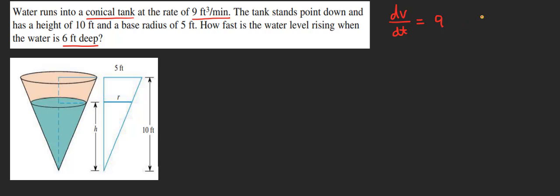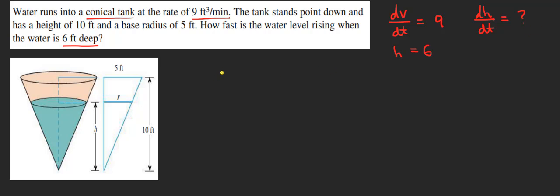So we need to find dh/dt, the rate of change of height with respect to time, when h is equal to 6. So this is the given information, and we need to find dh/dt. Now, using our common sense, since the volume of water is increasing, that means h has to be increasing as well. Therefore, our answer dh/dt should be positive.